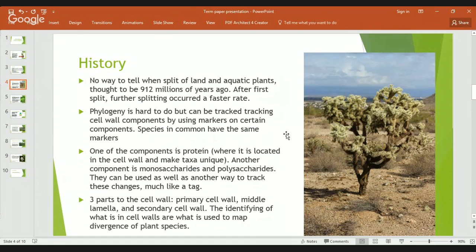So it's where they're located in the cell and how they move around when the plant starts to mature. It was kind of compared to a tag, so it's like where the tag is. And then there are three parts to the cell wall: the primary cell wall, the middle lamella, and the secondary cell wall. And like I said, where the proteins are in this.